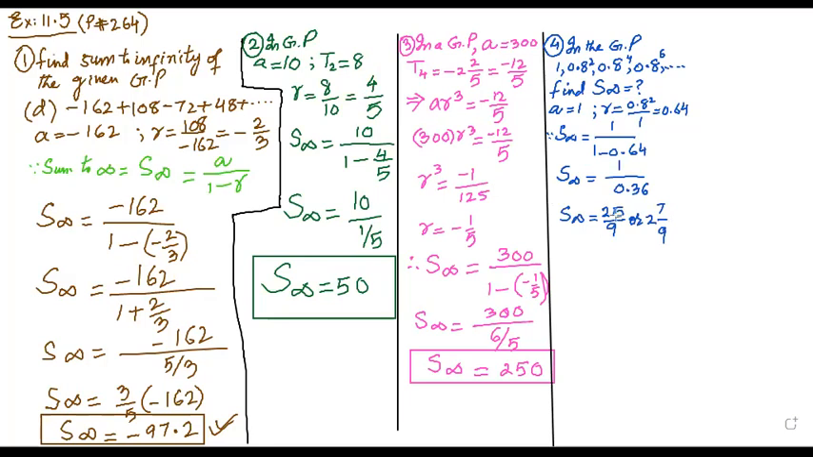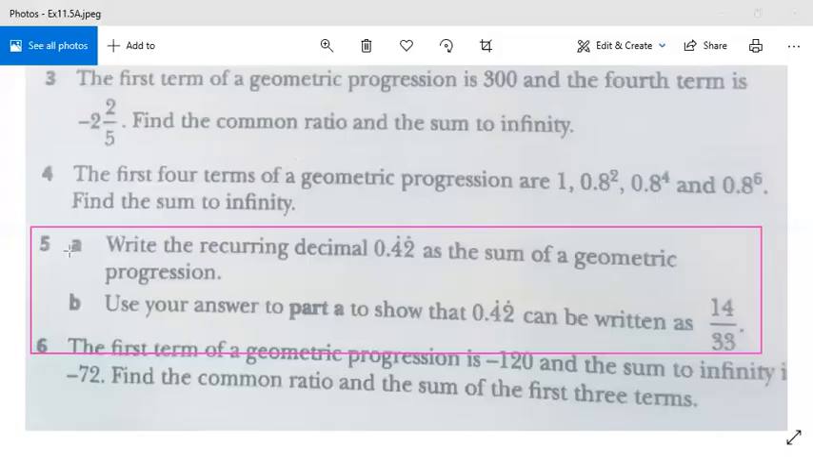And that's the answer of question number 4. Question number 5 contains two parts, part A and part B. In part A, we have to write the recurring decimal, which is given as 0.42 with dots on it, as the sum of a geometric progression. So first we do part A.